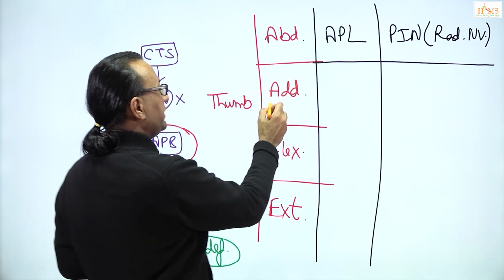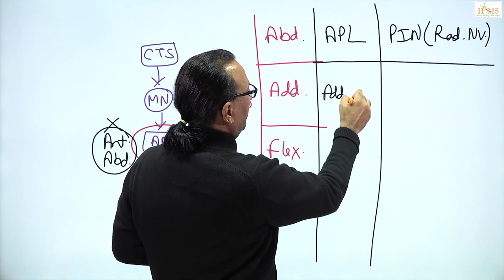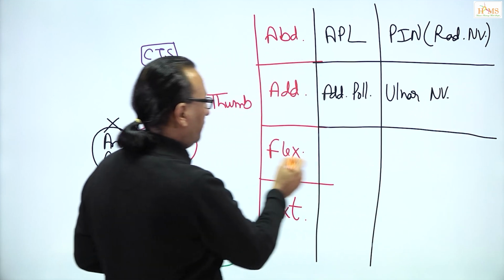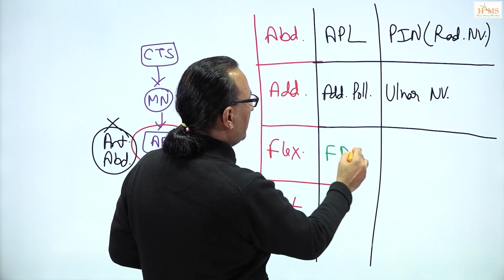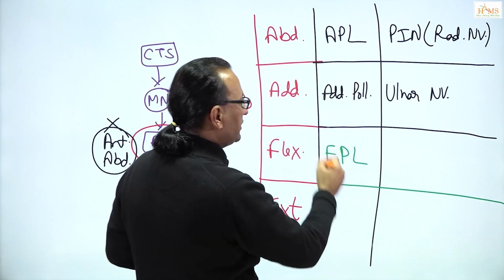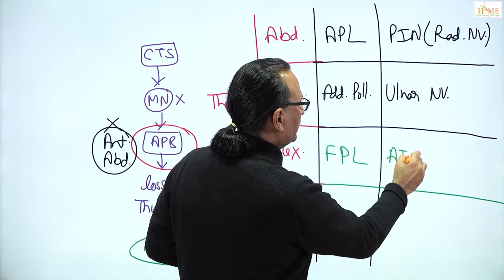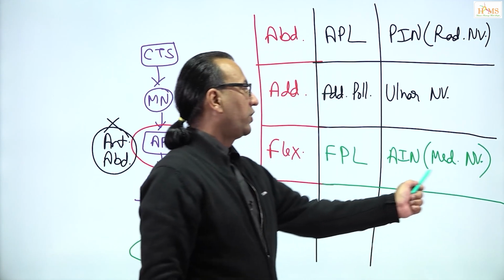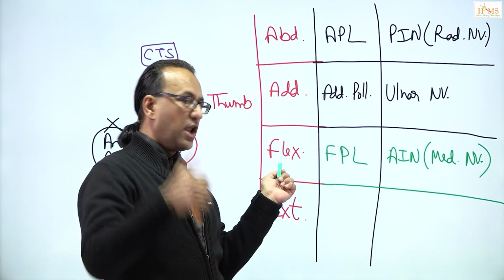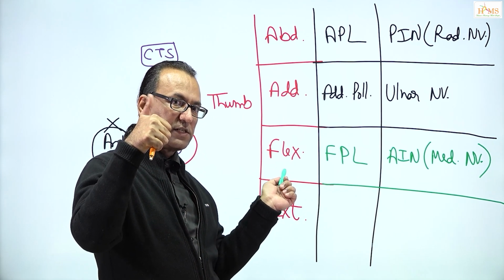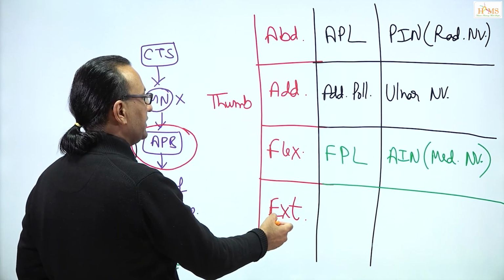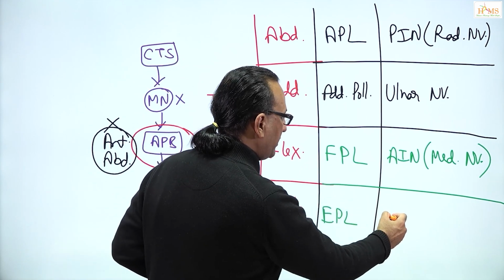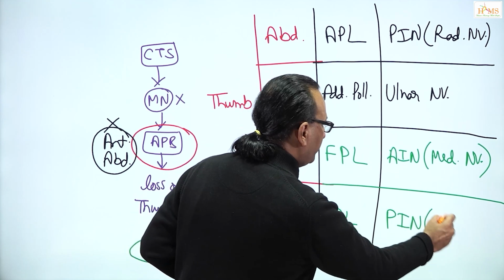And what about adduction? It is done by the adductor pollicis muscle supplied by the ulnar nerve, which is still functional. And then flexion, it is done by the flexor pollicis longus, the anterior forearm muscle. A deep branch of the median nerve, the anterior interosseous nerve, is taking care of this muscle. So the median nerve giving the anterior interosseous nerve to the flexor pollicis longus can fold the thumb. If you want to unfold it, extend it, then the posterior forearm muscle, extensor pollicis longus, is going to help us, supplied by the posterior interosseous nerve, branch of the radial nerve.